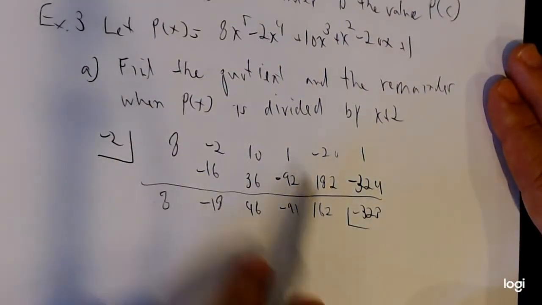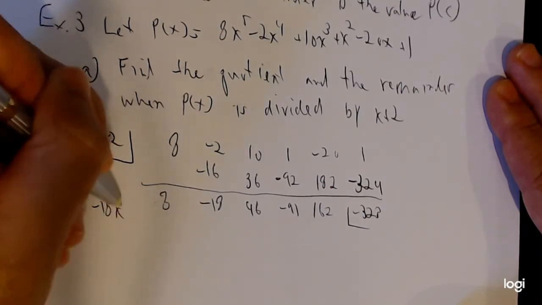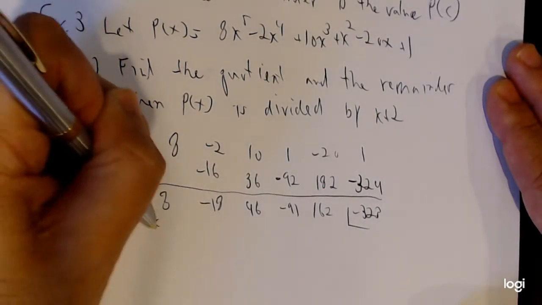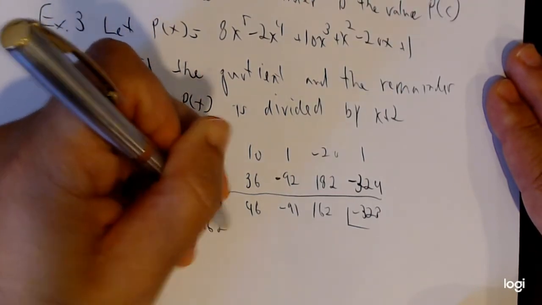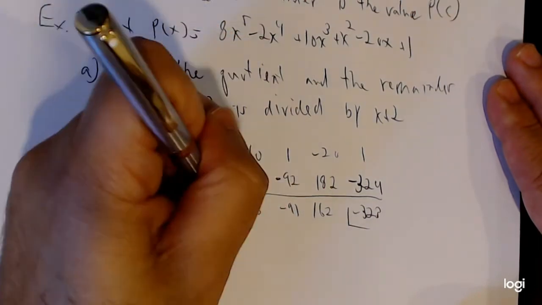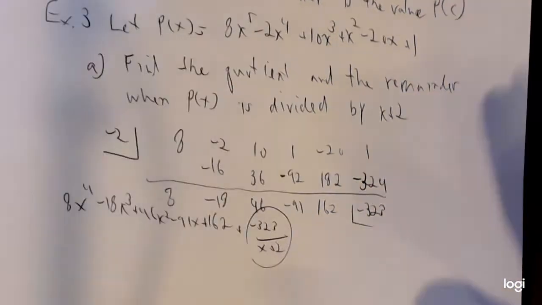Okay, so what's my quotient? The quotient is going to be 8x to the 4th minus 18x cubed plus 46x squared minus 91x plus 162. And then my remainder is going to be plus -323 over x plus 2. And there's my remainder. Okay?